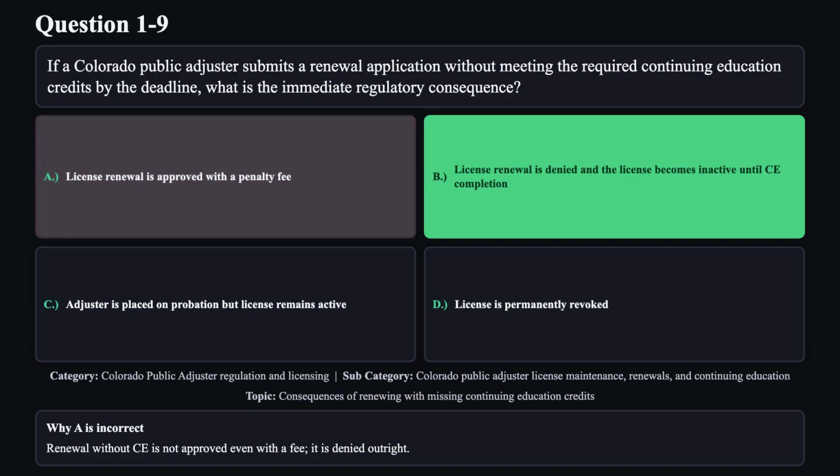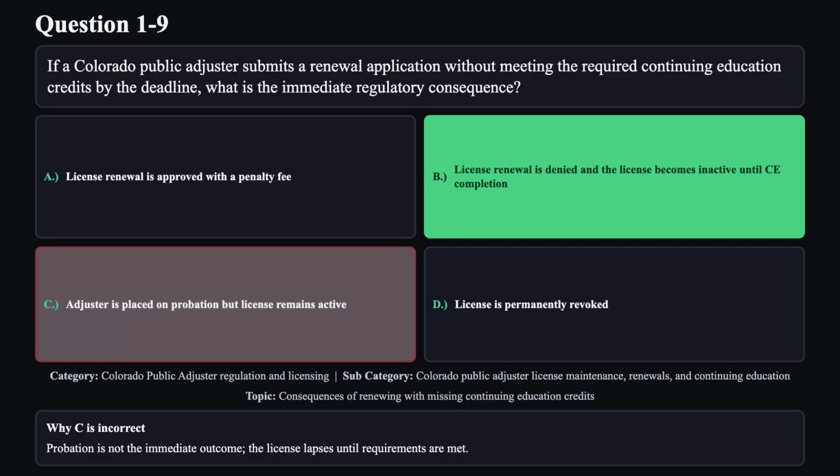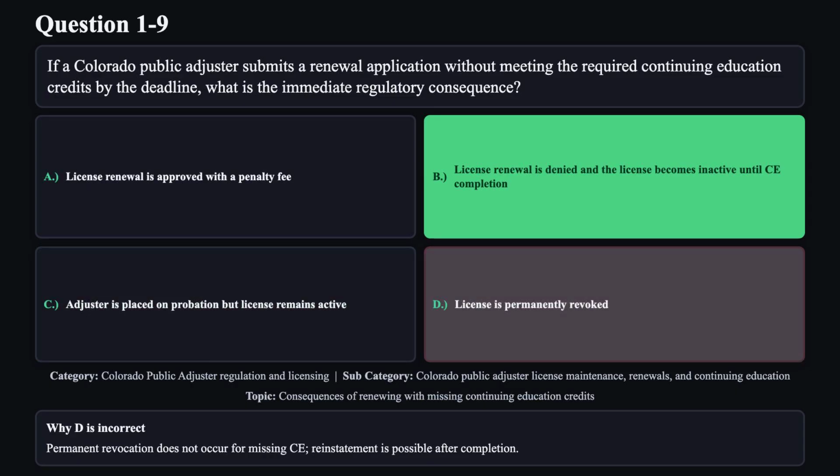It is denied outright. Reason C is not correct. Probation is not the immediate outcome. The license lapses until requirements are met. Reason D is not correct. Permanent revocation does not occur for missing CE. Reinstatement is possible after completion.